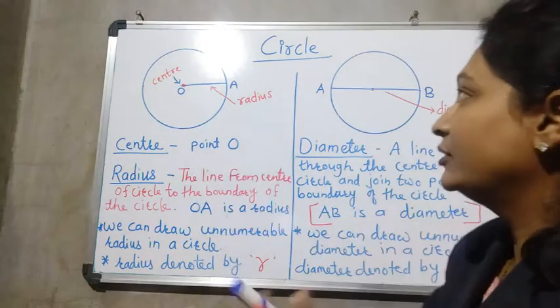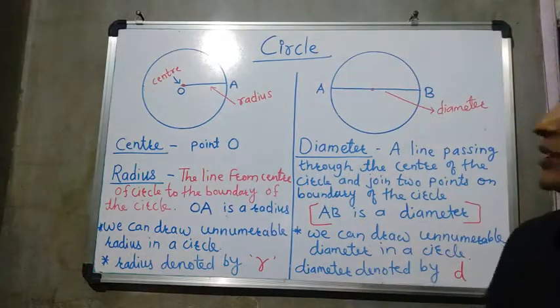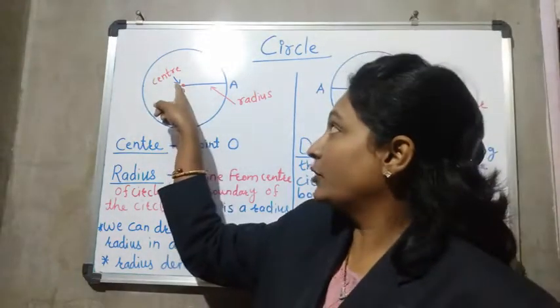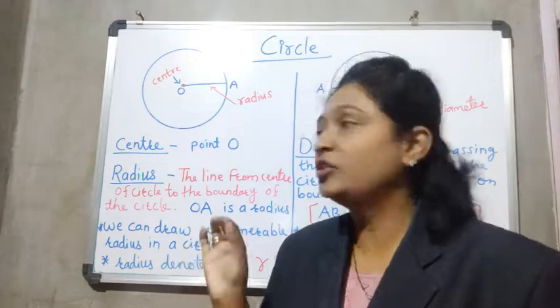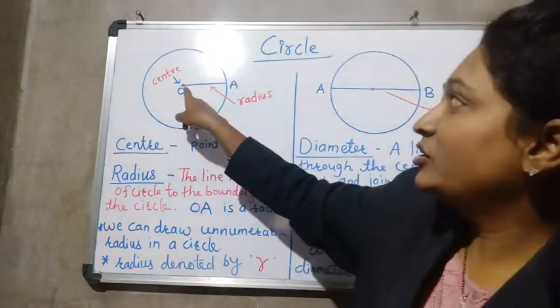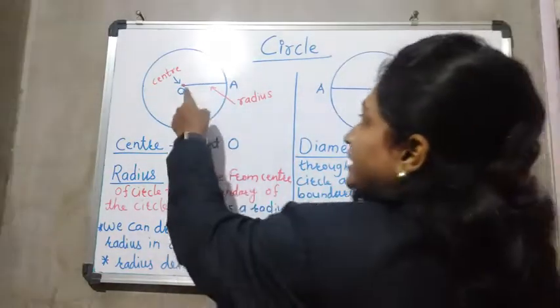See the circle. Now this is the circle. Everyone knows that it is a circle. Now see the middle point. Whatever the middle point of the circle is, we call it the center of the circle. Center of the circle means this middle point.